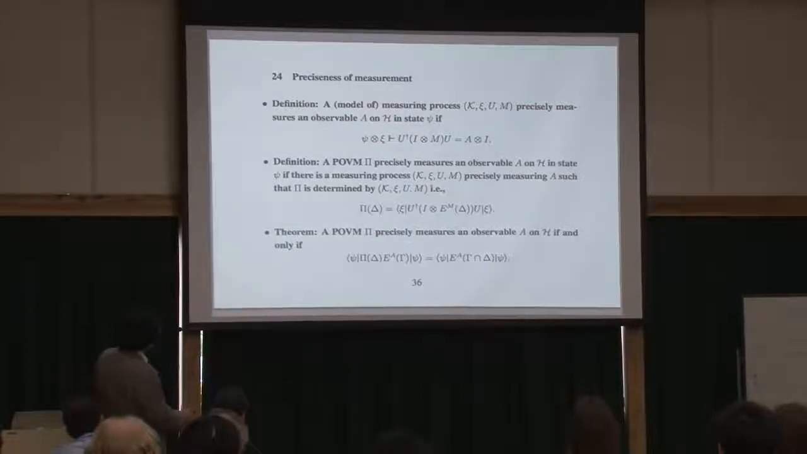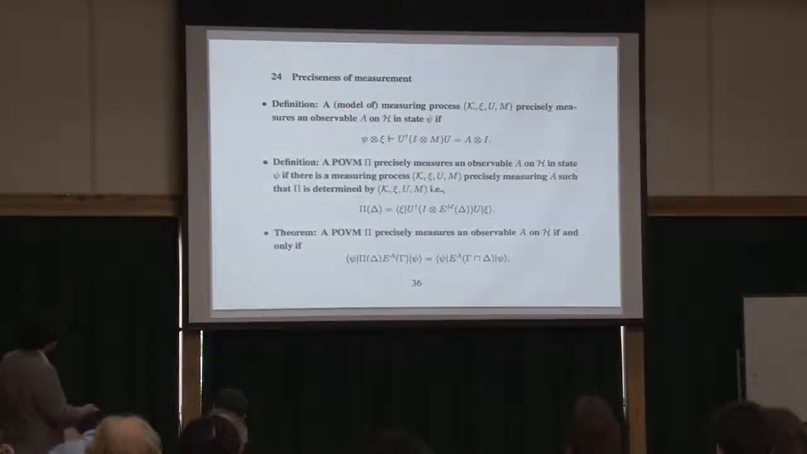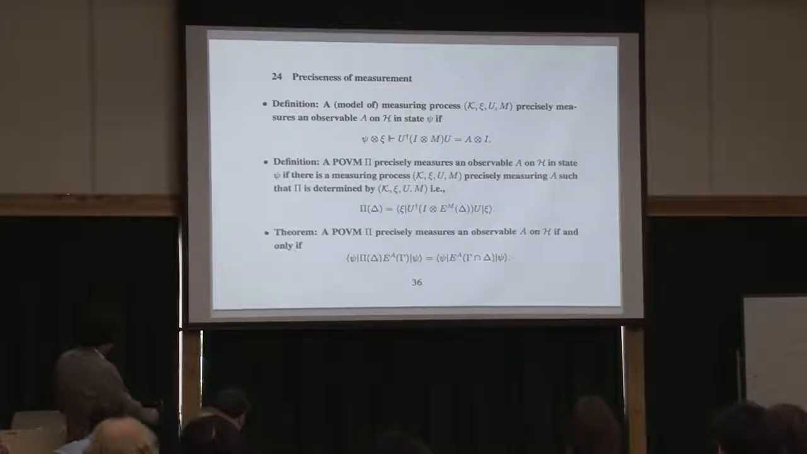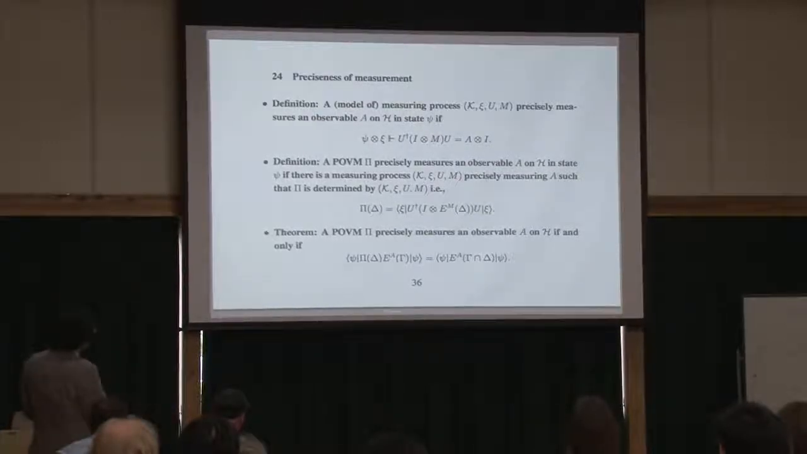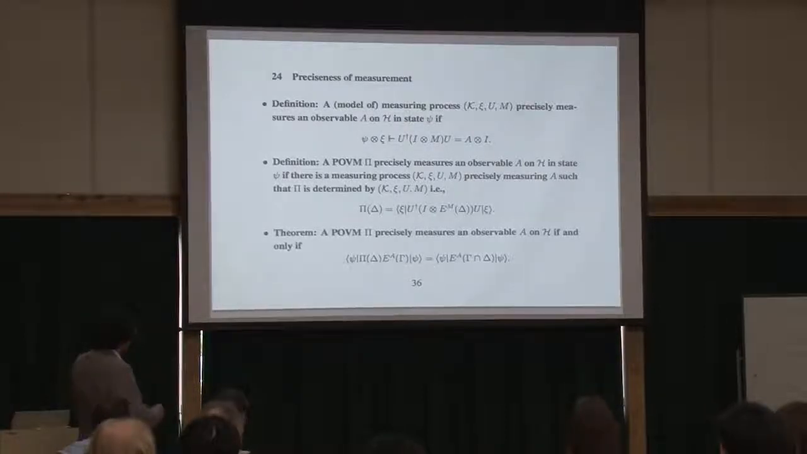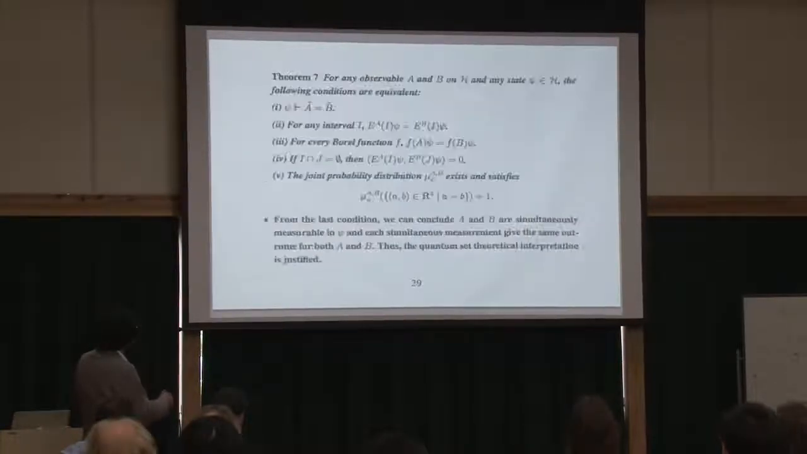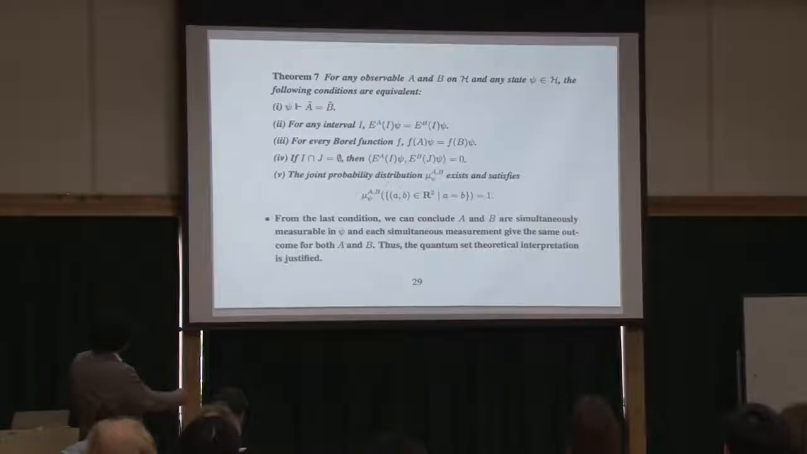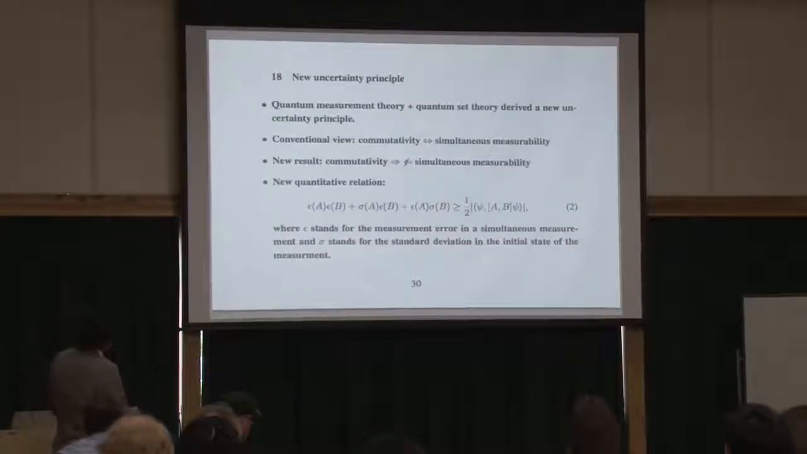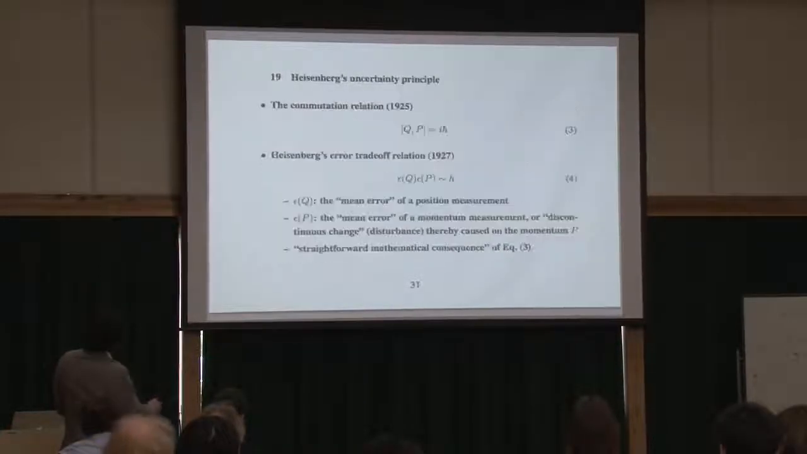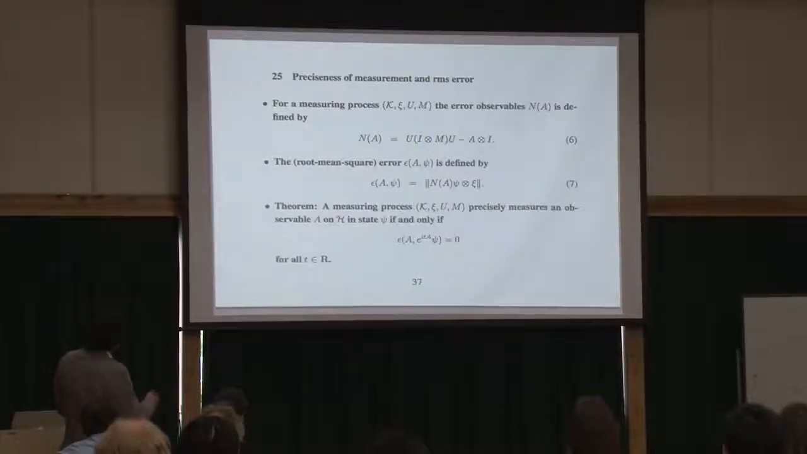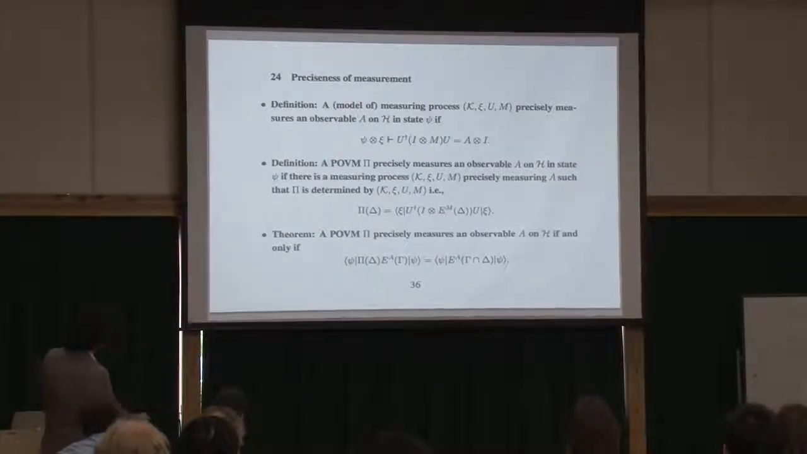A POVM precisely measures an observable A on H if and only if this condition is satisfied. This is a very simple condition, which is usually called the weak joint distribution, so you can experimentally check this condition. This theorem is derived from our characterization of the equality in quantum set theory, which gives the characterization of precise measurement in terms of POVM.